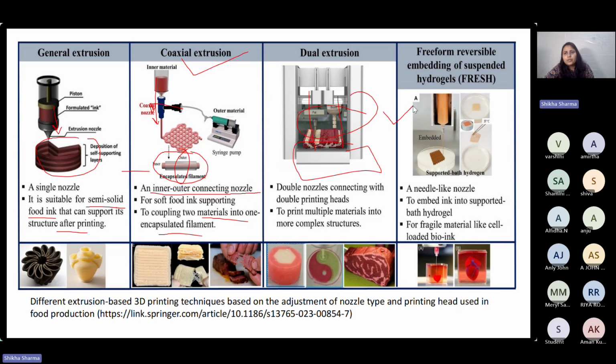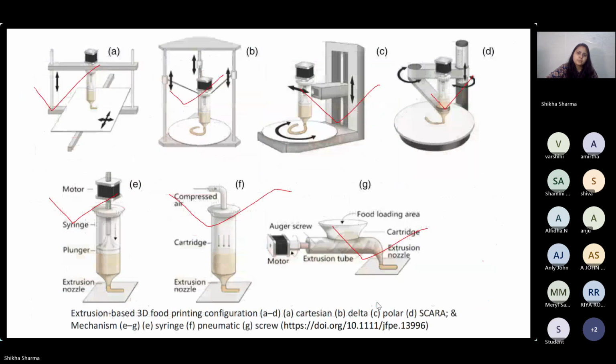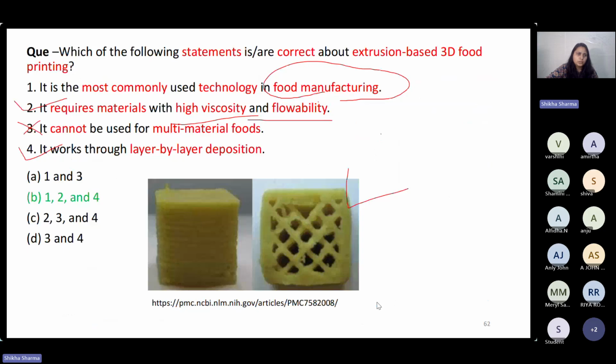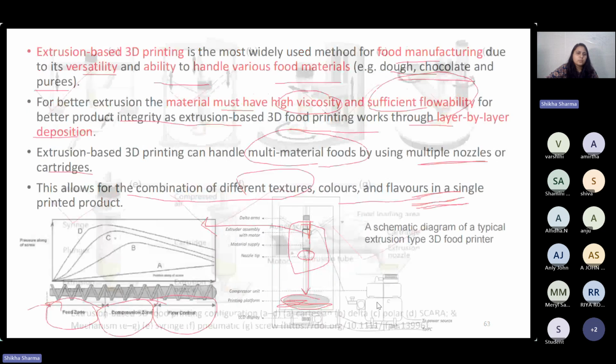And this is the freeform reversible embedding of suspended hydrogels. This is a needle-type nozzle, and it is depositing and forming a hydrogel assembly. It is printing a heart-like structure. Okay, so this is the extrusion-based 3D model in which answer B is correct. Statements 1, 2, and 4 are correct.